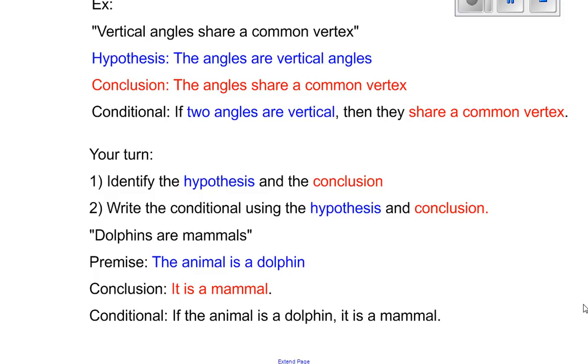And that concludes premises and conclusions and writing conditional statements. And check Jupyter Grades and you will see what your homework is.